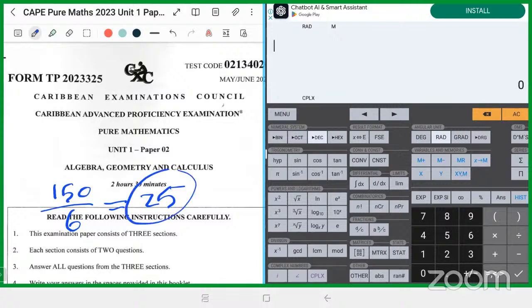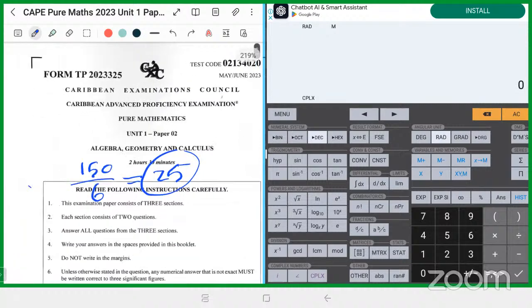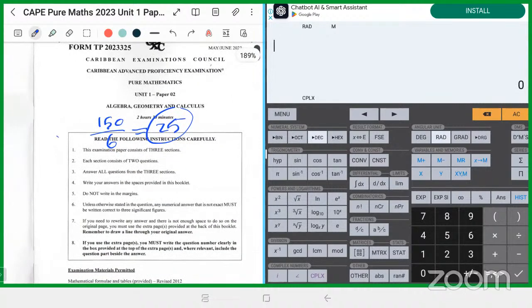These papers are 25 marks per question. There are some questions that are so lengthy, it's like you can't do them in less than 25. But you cannot let that stop you from getting the questions that you can do. The worst thing is to not finish.